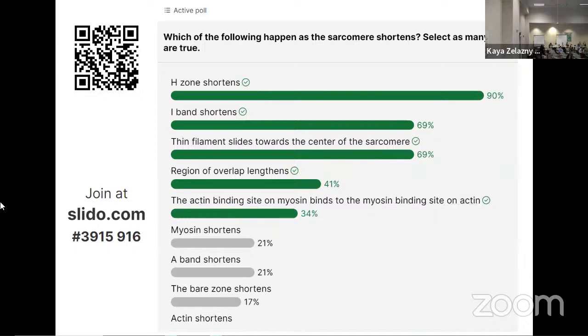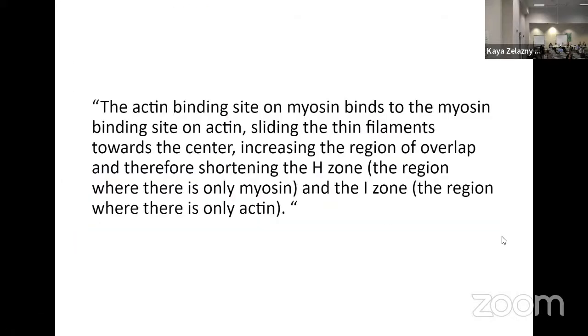And if you want to play around with shortening and lengthening sarcomeres, I gave you a copy of a Google slide with the pieces that you can just move around on your own and do it as many times as you want. So we have a big, long explanation of what's happening.